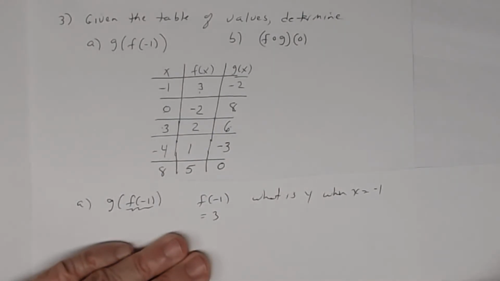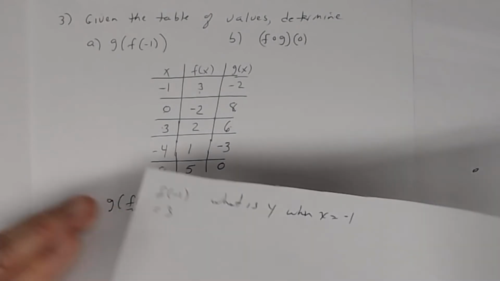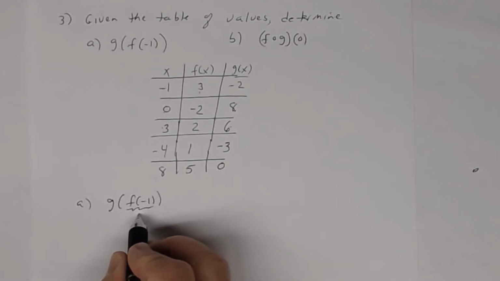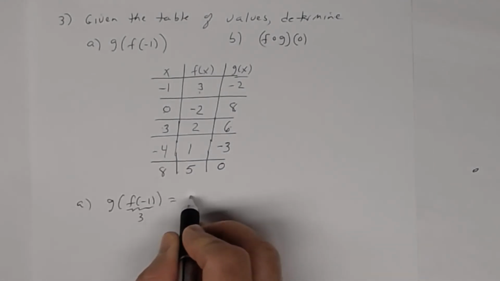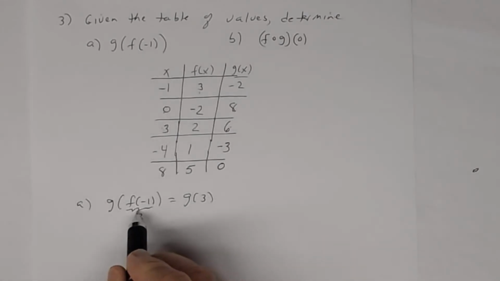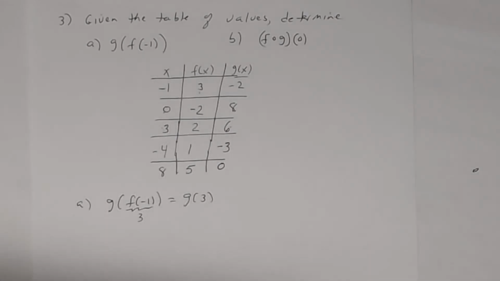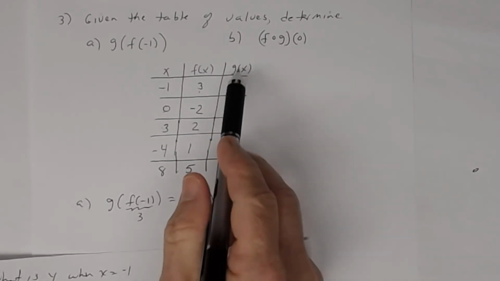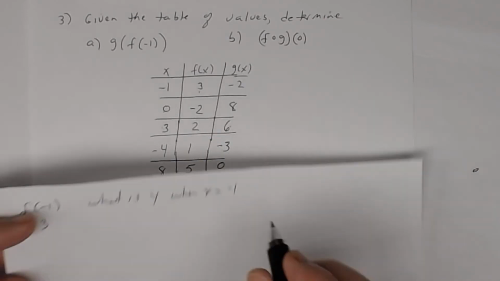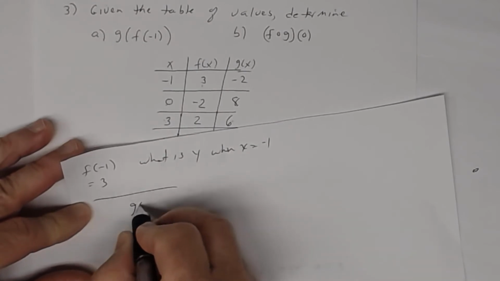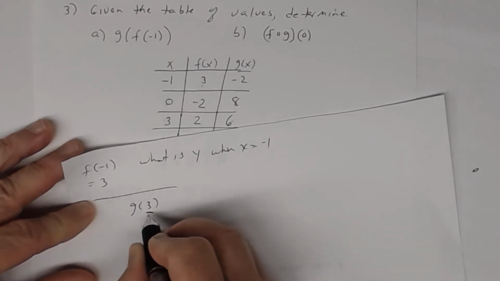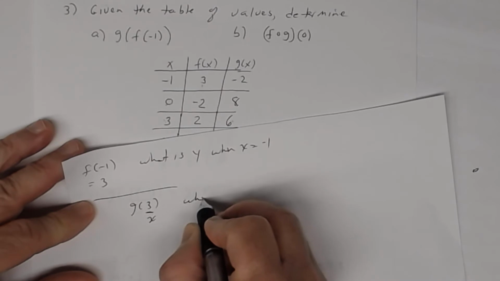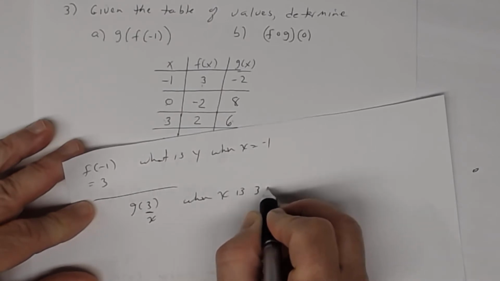Okay? So what that means then is that this, remember, is 3. So what that means now is I've got to find g of 3 because f of -1 is 3. So the same process, right? So I go to my column g now because that's g. Go to my column g, and remember what this means. So always think about what that means. g of 3. So this is x right here. So when x is 3, what is y?